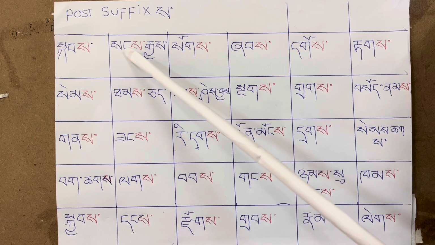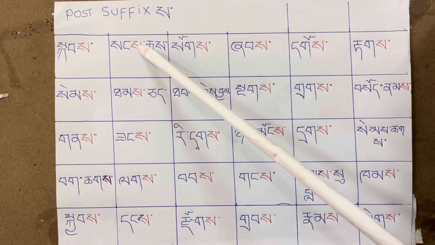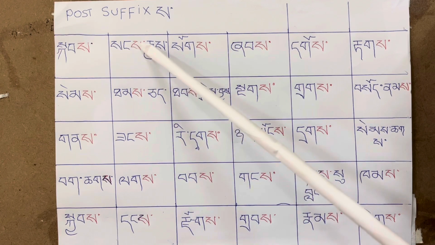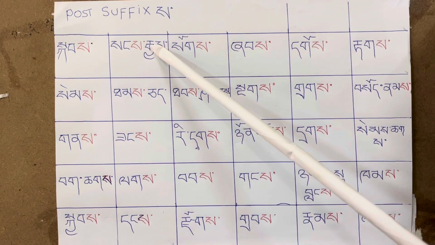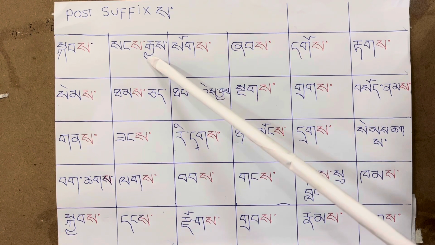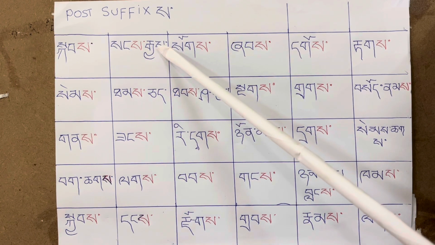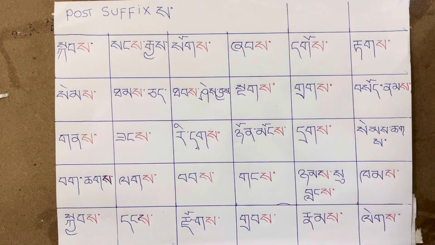Sa, nga, sa. This is the post suffix. So sa, nga, sa, sang. Ra, ga, ta, ga, ya, ta, gya, sa, ge, sange, Buddha. Buddha, our teacher, Buddha.